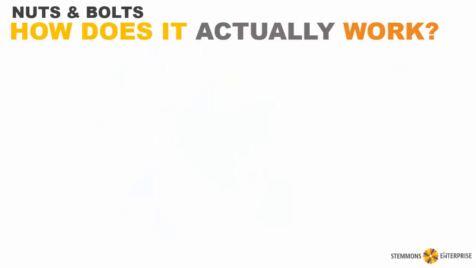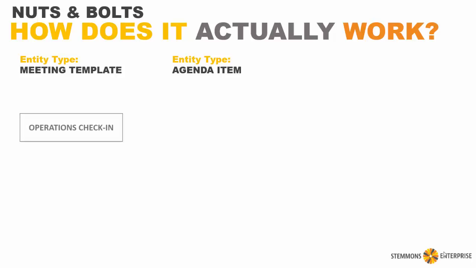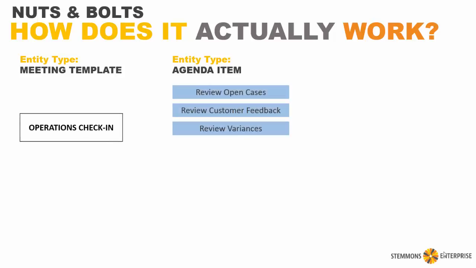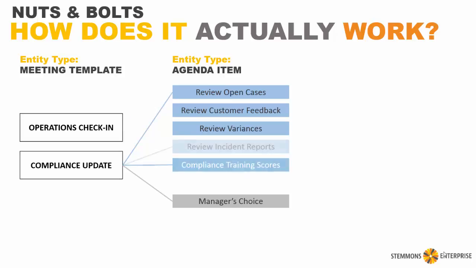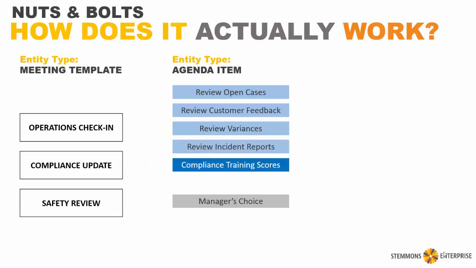In Stemmons Enterprise, we start with two entity types, the meeting template and the agenda item. Let's take an operations check-in. It would have several agenda items that it connects to. There's also a section for manager's choice, so they can talk about whatever they think is important. Now let's take a second meeting, a compliance update. It subscribes to some of the same agenda items, but it also has its own. Same story for a safety review.